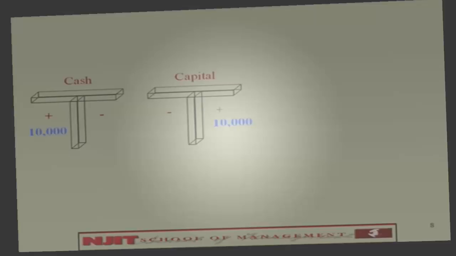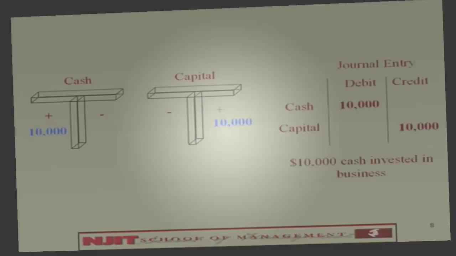Once you have done that, it's imperative that you write this down, explaining what's the left entry, which is debit, and what's the right entry, which is credit. This is done in a book called a journal. Hence, it's known as a journal entry. The journal entry for this transaction is now shown. Here it is.